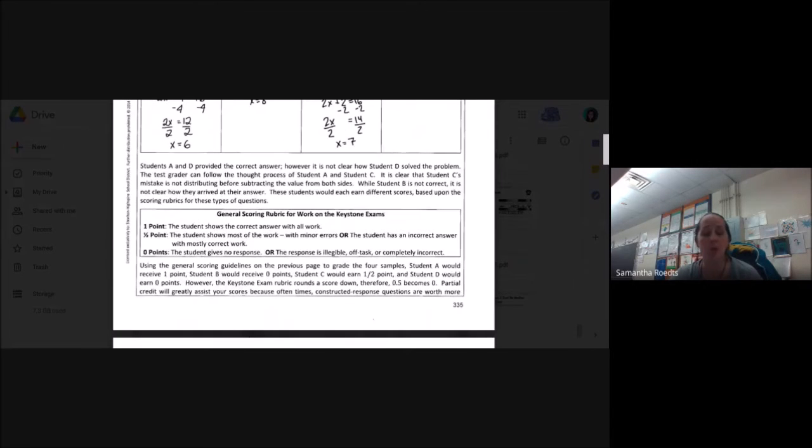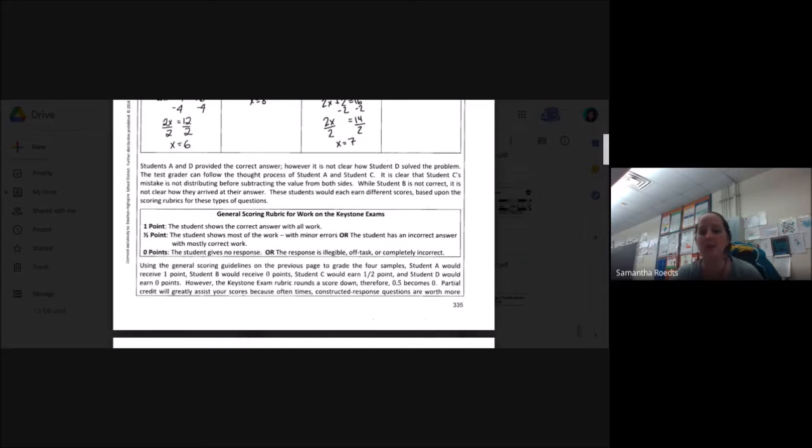So the general scoring rubric for work on the Keystone exams is: 1 point, the student shows the correct answer with all the work. Half a point, the student shows most of the work with minor errors, or the student has an incorrect answer with mostly correct work. 0 points, the student gives no response, or the response is illegible, off task, or completely incorrect.